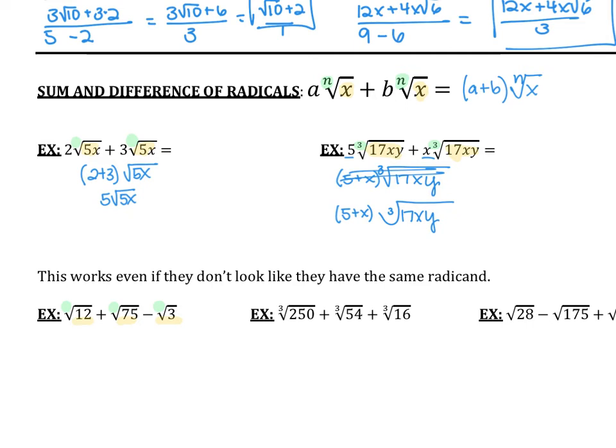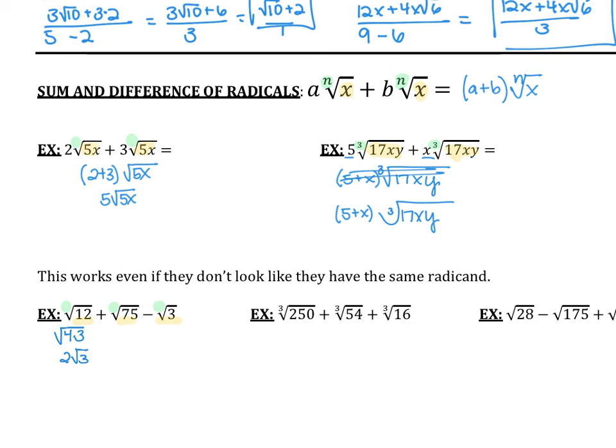So the next step now is to see if maybe, just maybe, we can simplify these radicals just a little bit. Meaning if I take the square root of 12, means I'm doing the square root of 4 times 3, which gives me 2 root 3.